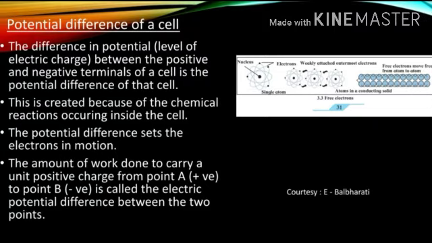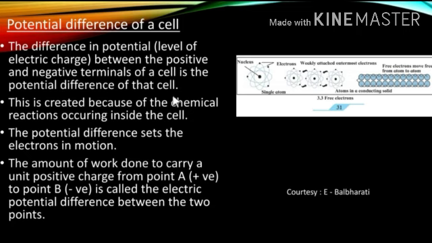Now next we will go towards the potential difference of a cell. The difference in the potential, that is the level of the electric charge between the positive and negative terminals of a cell, is called the potential difference of that cell. This potential difference is created in the cell because of the chemical reactions occurring inside the cell. The potential difference sets the electrons in motion.